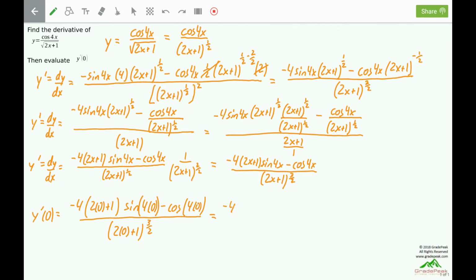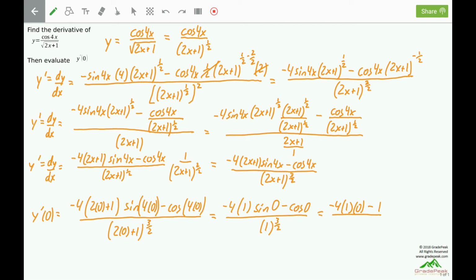So we have negative 4 times, now 2 times 0 is a 0, plus 1 will just be a 1. 4 times 0 is 0, so we have the sine of 0, and then we have this minus the cosine of 0. All of this divided by 2 times 0, which is 0, plus 1, which is 1, to the 3/2 power. Now the sine of 0 is 0, so we have negative 4 times 1 times 0, and the cosine of 0 is a 1.